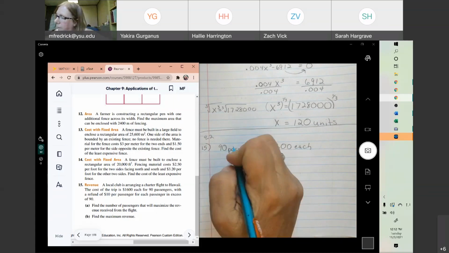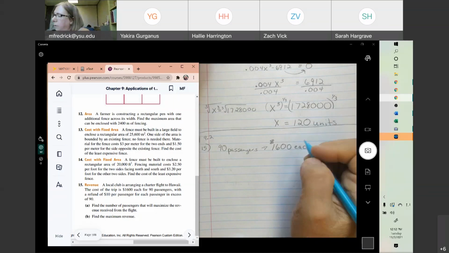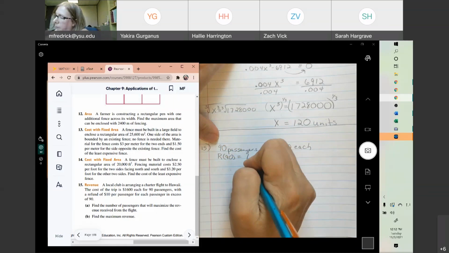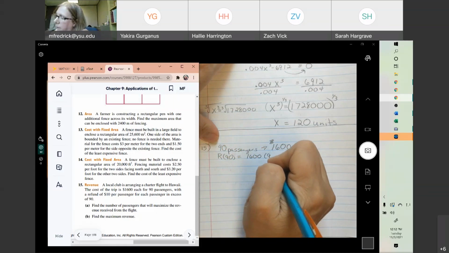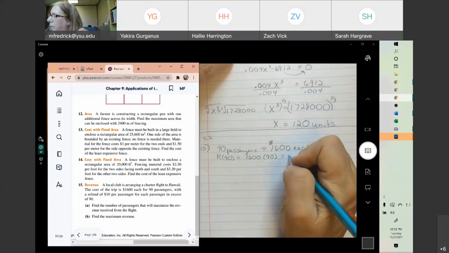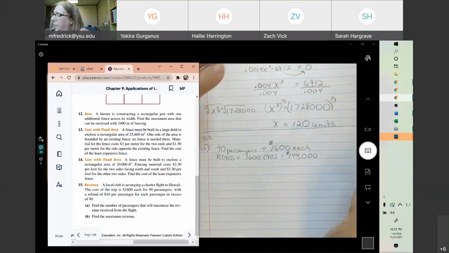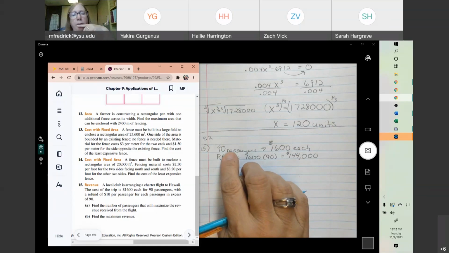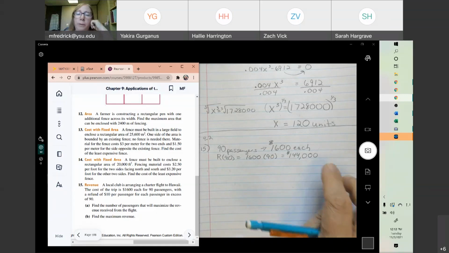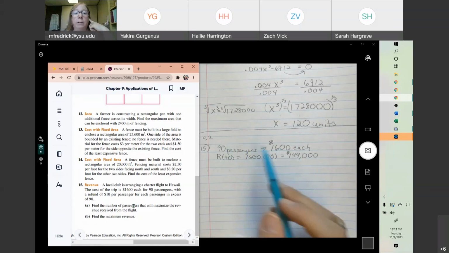So we could find the revenue if there's only 90. The price is $1,600 times the 90 is 144,000. So at 90 passengers, they charge $1,600 each. It would be $144,000 in revenue. Because remember, it's price times quantity.